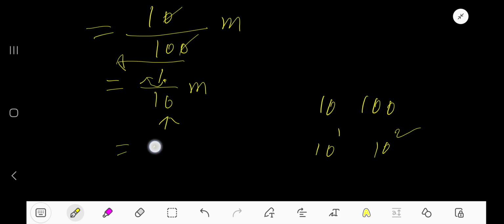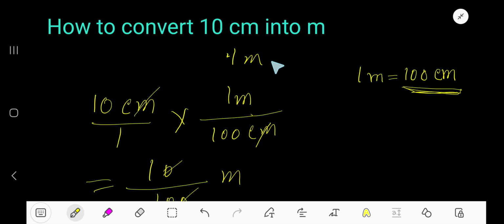So we are getting decimal 1 meter. You can add one more zero here to show that this is less than 1. So 0.1 meter is our answer.